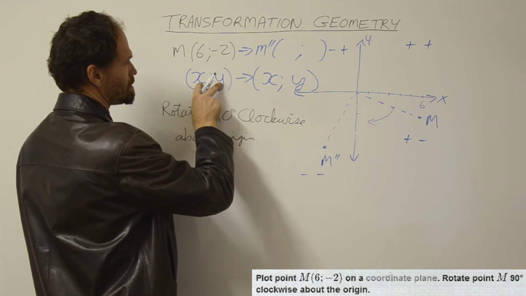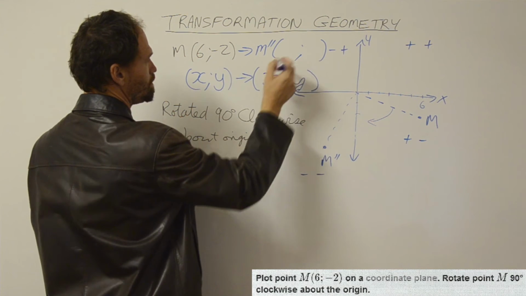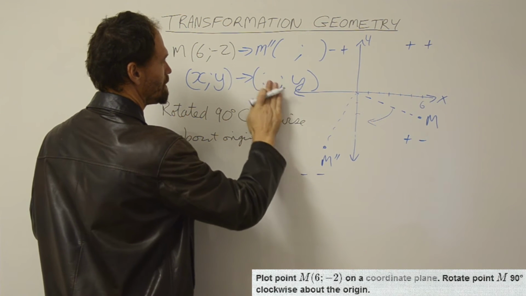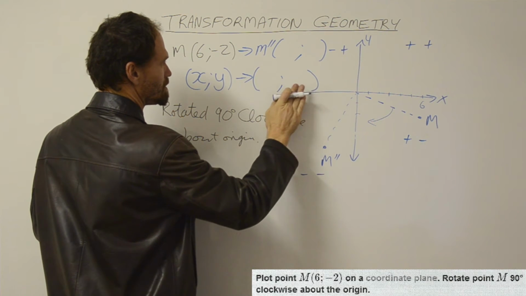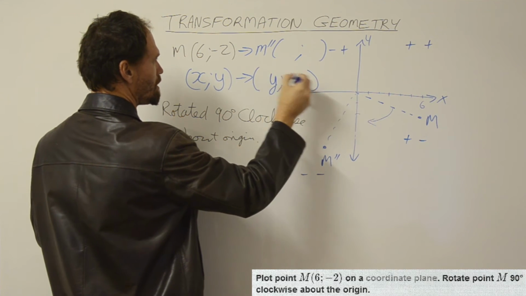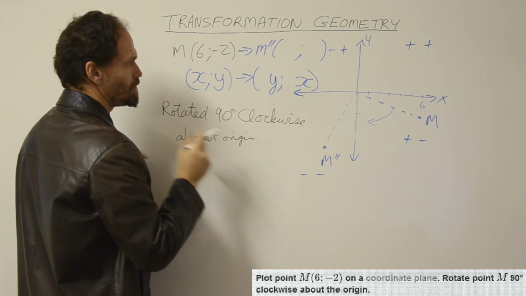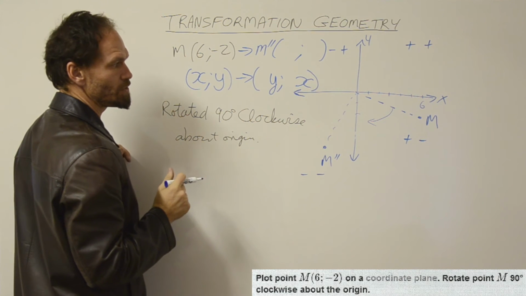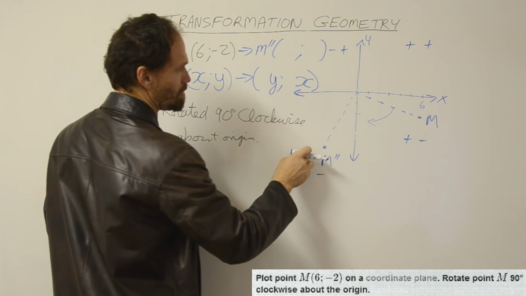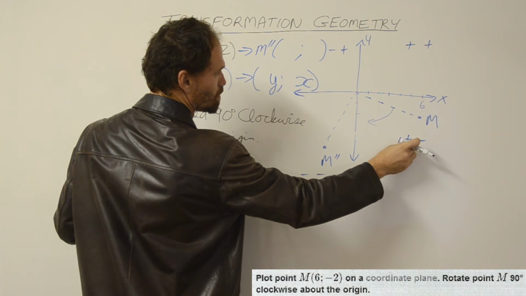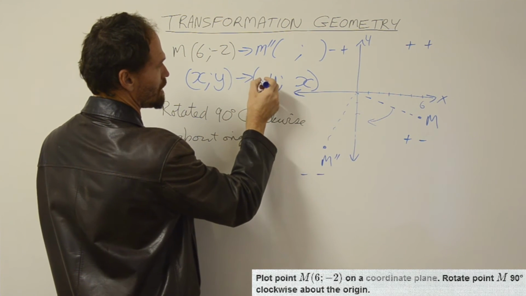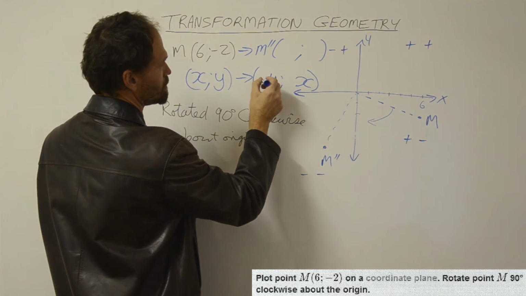Here's my (6, -2). Oh, I didn't swap them around. Okay, sorry, just fix that. I said swap them, I just didn't swap them. They swap around, it becomes (y, x), but one of them changes sign. You see that? So, going from there to there, my value that was in the first position is now the opposite sign of what it was. Alright?